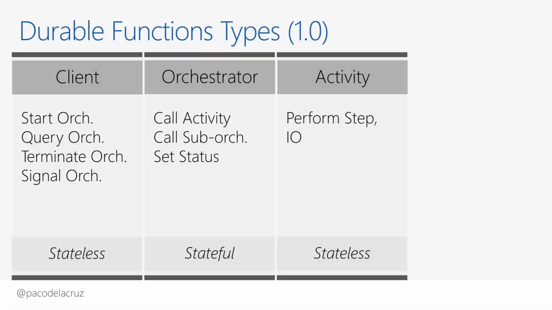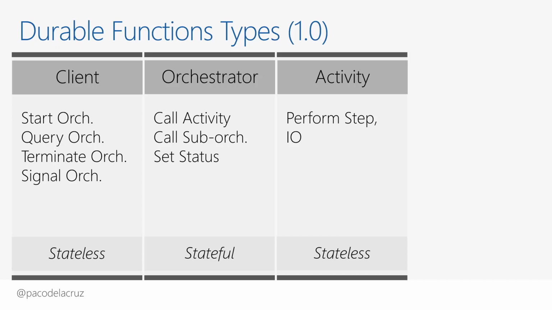Okay, so there are different types of functions that we can implement in durable functions. So we have the client, we have the orchestrator and the activity. The client and the activity functions are stateless, and the orchestrator function is stateful. So the client can start an orchestrator, can query an orchestrator, can terminate, and can signal an orchestrator. The orchestrator is the function that implements the workflow.